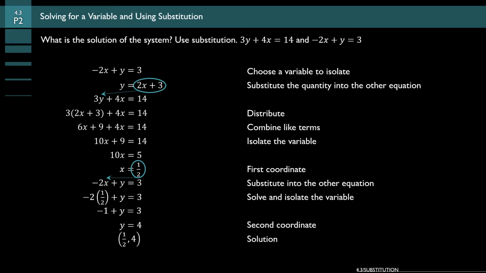Go back and check your work. 3 times 4 plus 4 times 1/2 is equal to 14. So you get 12 plus 2 is equal to 14, or 14 equals 14. So we know that that solution of (1/2, 4) works for both equations, and that is the solution.